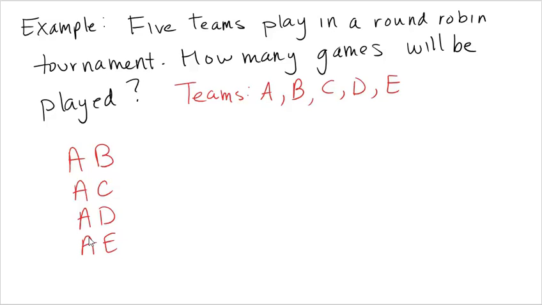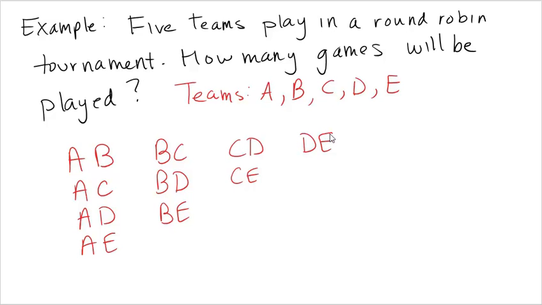Now I'm going to list the games that B has to play, but I've already listed the game where Team B plays Team A, so I'm not listing that again. But I have to put B against C, and B against D, and B against E. And I have to list the games for Team C, but I've already got 2 of them. Team C still has to play Team D and Team E. And then I need 1 more, right? Because Team D hasn't played Team E yet. And you'll see that every team's been listed exactly 4 times, so they've got all of their games in there. And there's a total of 10 games.